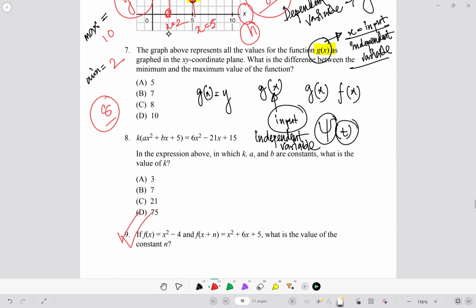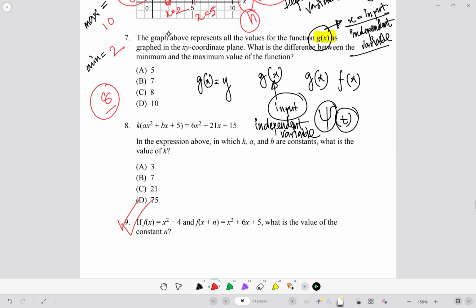So problem number 8: in the expression above, in which k, a and b are constants, what is the value of k? This is nothing but the coefficient equating process. You just need to do the coefficient equating process, okay? So if you do that, the solution will look like k a x squared, I'm sorry, k a x squared plus kb x plus 5k.